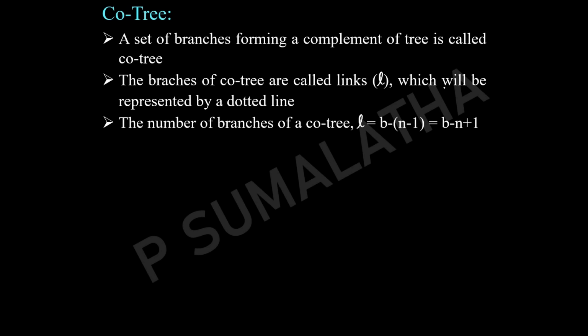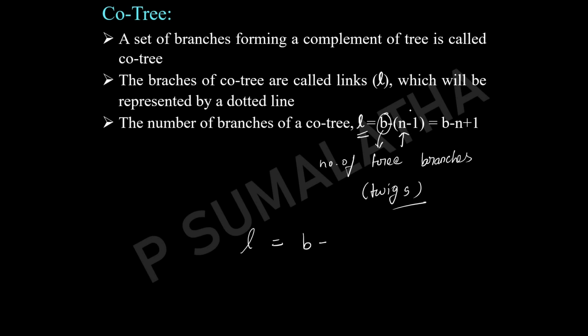The number of branches of the cotree can be calculated by using the formula L is equal to B minus (n minus 1). Here, n minus 1 represents the number of tree branches, which are nothing but twigs. Now the number of links is equal to the number of branches, where B is the total number of branches present in the graph, minus n minus 1, which is the number of tree branches.